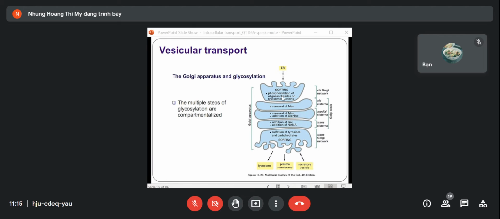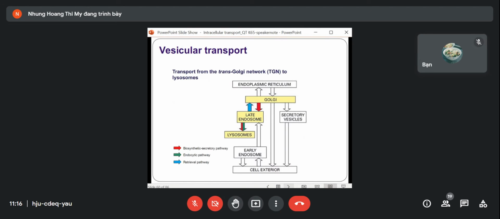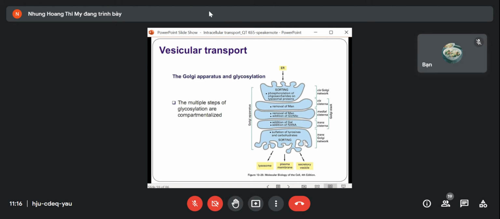So the protein will be transported from the cis phase of the Golgi to the trans phase of the Golgi, and during this transportation, they are also modified by some processes in the Golgi, which you already learned in the part on the intracellular compartment by Dr. Long. So whenever the protein stays in the trans phase of the Golgi, that means this protein is already modified and ready to be sent to the other organelle, such as the lysosome, the secretory vesicle, or the plasma membrane.